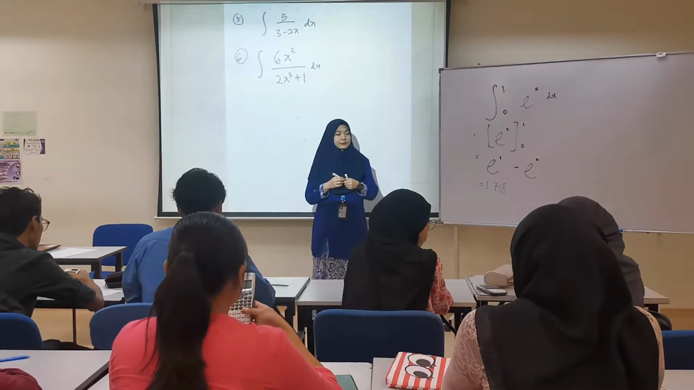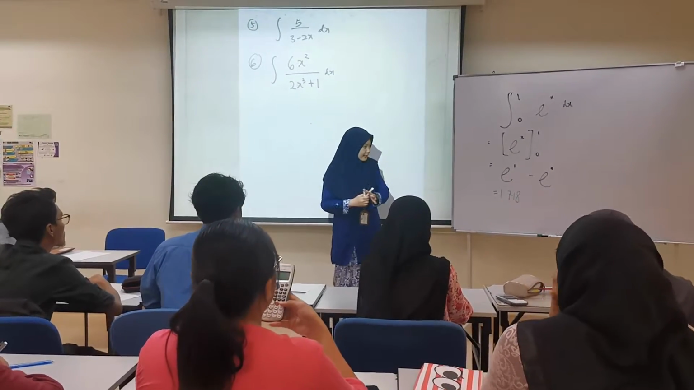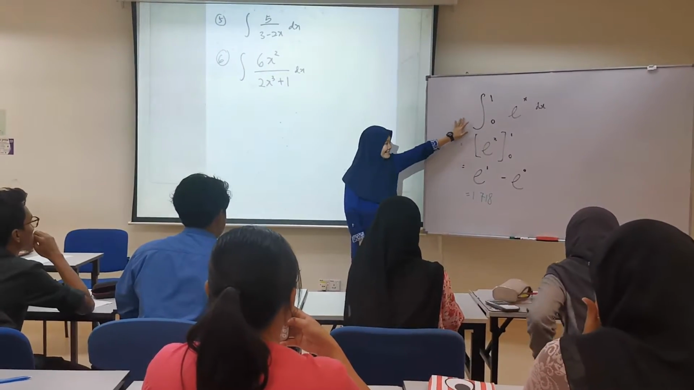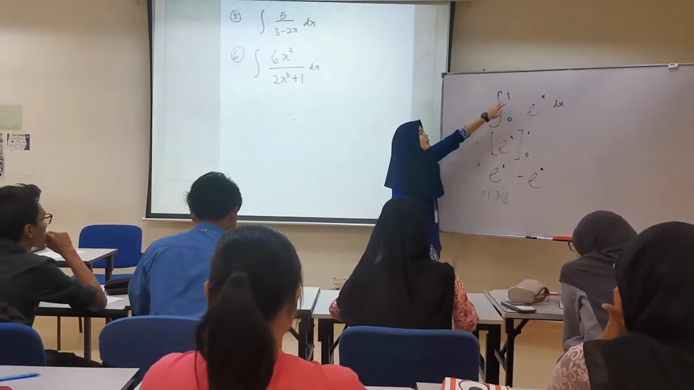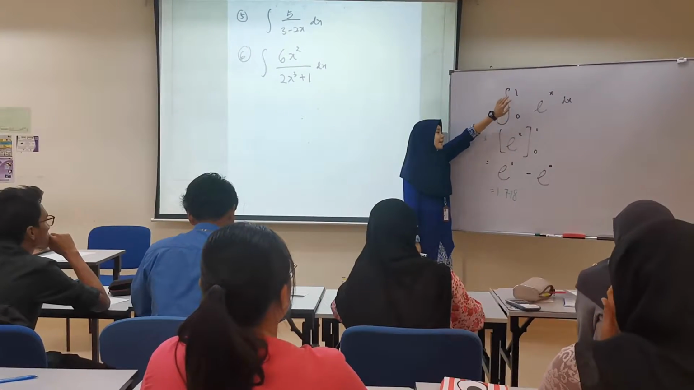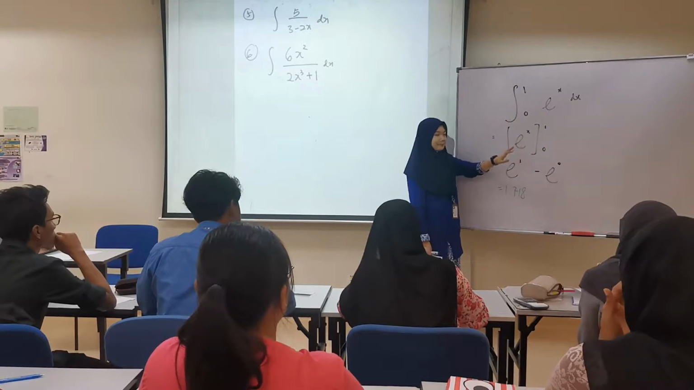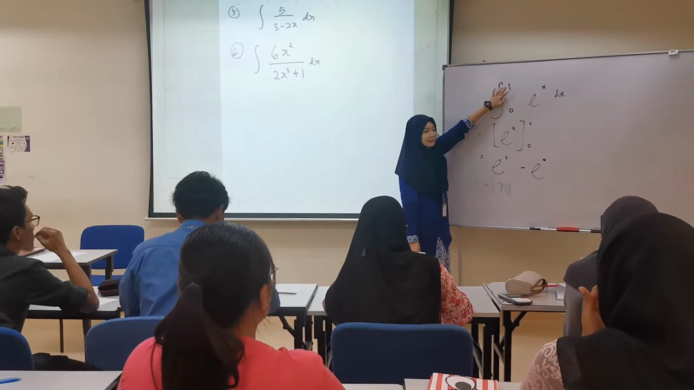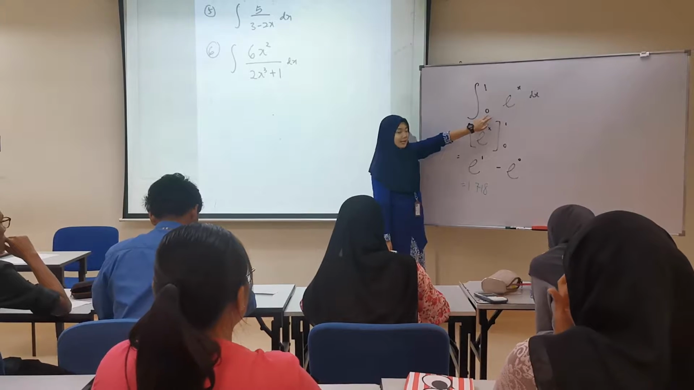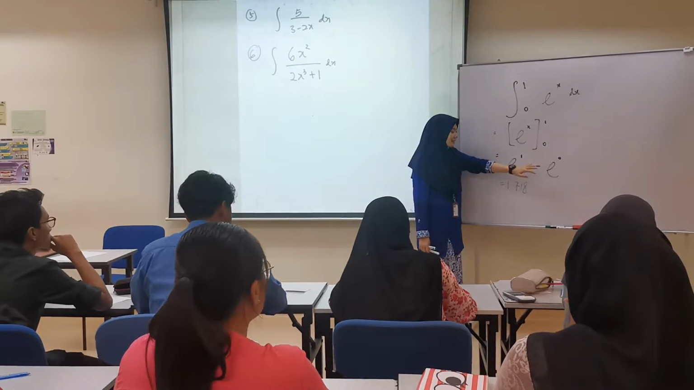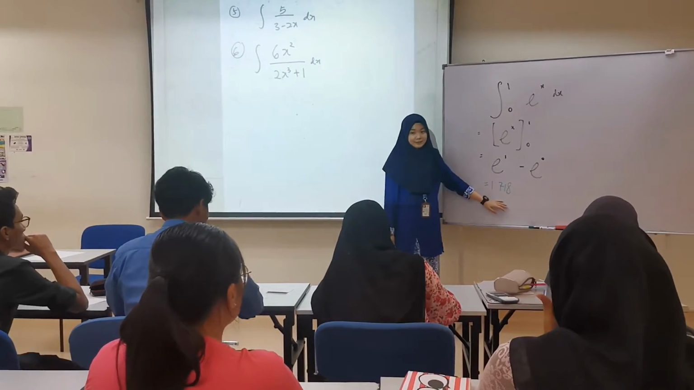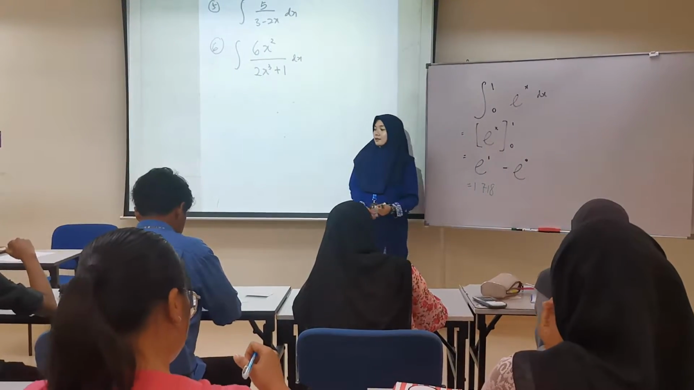Excellent. So here I give you a simple example because I just want you to understand that when you have 1 and 0 here, or some values, the one above is the greater number than this one. So after you integrate, you just subtract and you get the value. Okay?